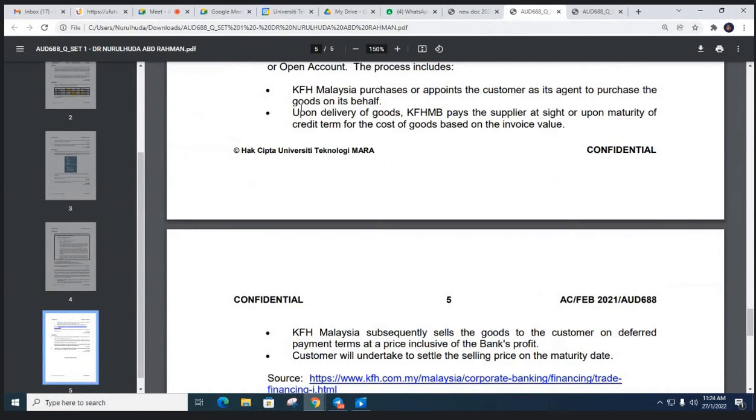Contoh ni sebenarnya sama juga macam contoh beli kereta. Ya. Bank appoint customer untuk beli kereta. Okay. And then bila dealer tu hantar kereta, bank bayar kepada dealer. Lepas tu bank jual kereta kepada customer, cost plus profit, and then customer bayar. Dia sama je sebenarnya. Okay.